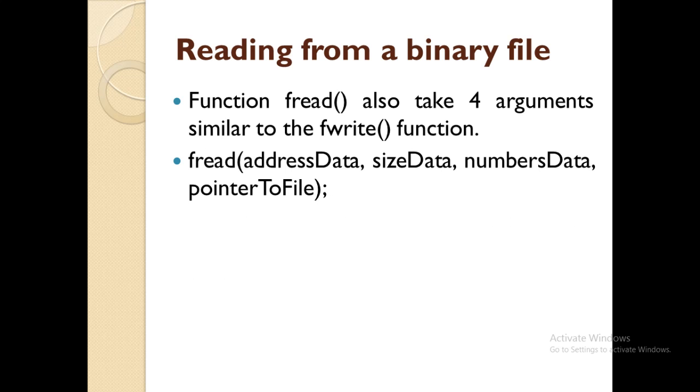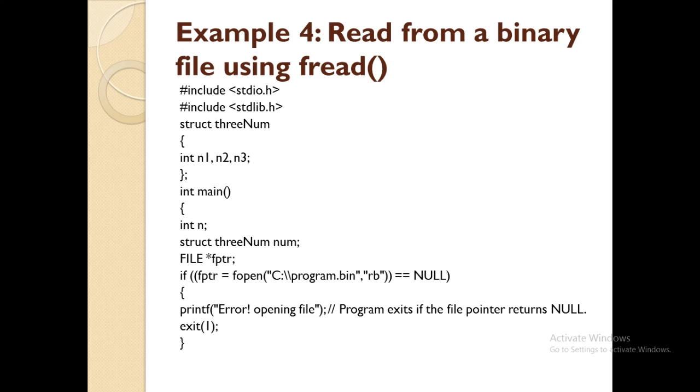Then how to read from a binary file? The function fread is used to read from a binary file, and just like the fwrite function, fread also takes 4 arguments: address of data, size of data, number of data items and the pointer to the file. So this is an example using which we can read from a binary file. Similar to the previous case, here we are also considering a structure 3num, in which we are taking 3 integers n1, n2 and n3.